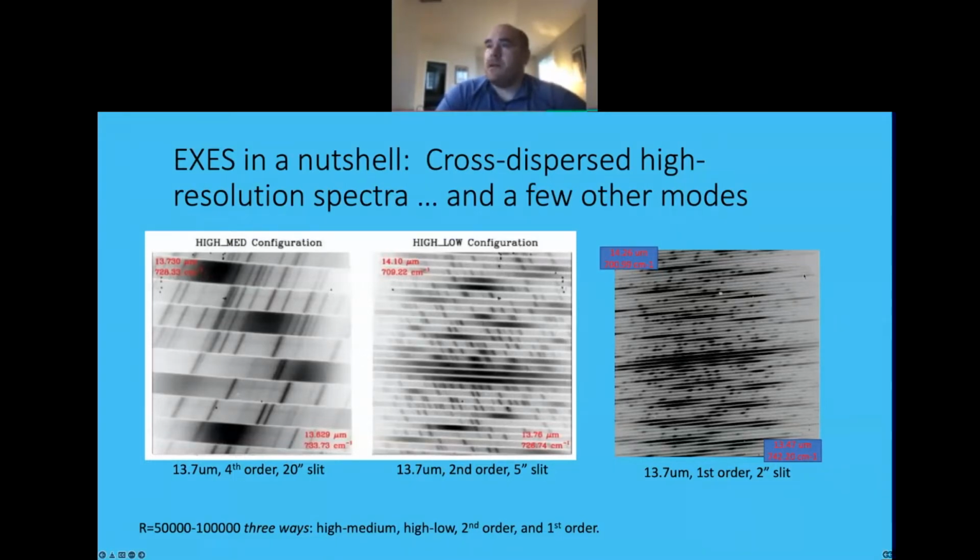and it is cross-dispersed. Here you see 3 different ways that we can get the same resolution data at about 13.7 microns by changing the cross-dispersion order. And we label the 2 situations at the extremes high-medium and high-low, because of the grating angle and the fact that the blaze on the grating switches modes, switches actually facets on the grating. But that's the detail behind the scenes.